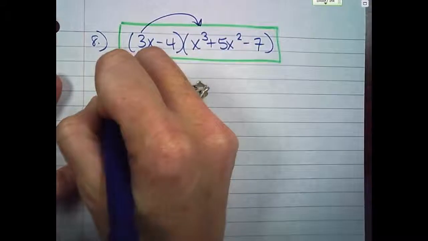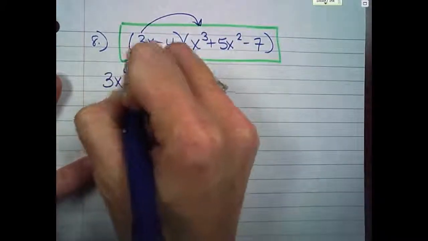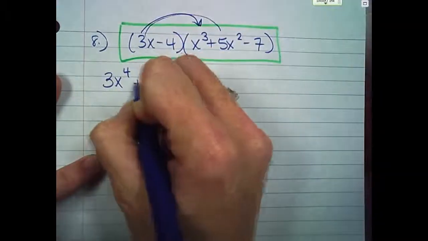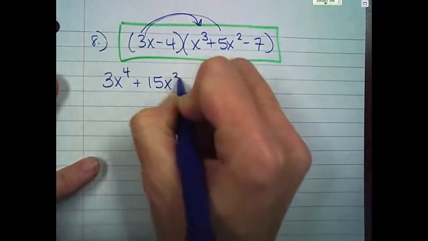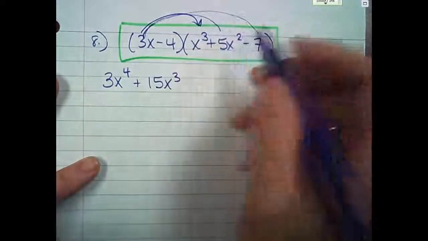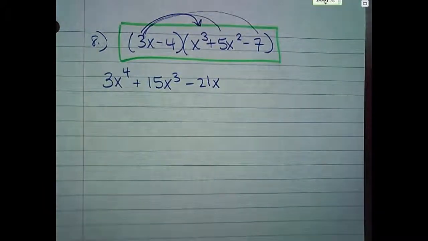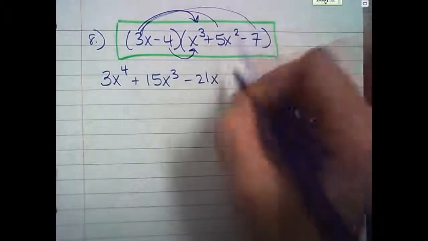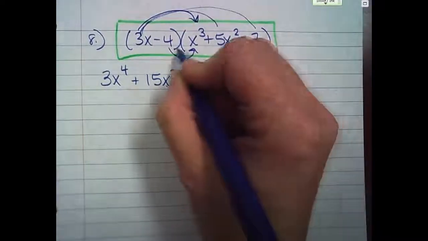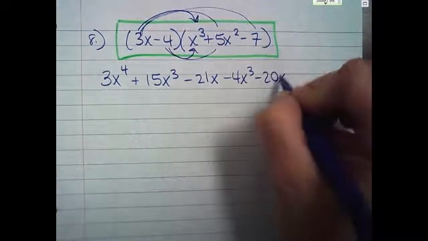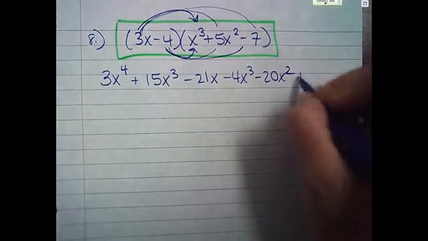All right, let's try. Here we go. 3x to the 4th plus 15x cubed minus 21x. Go the other direction. Negative 4x cubed minus 20x squared plus 28.